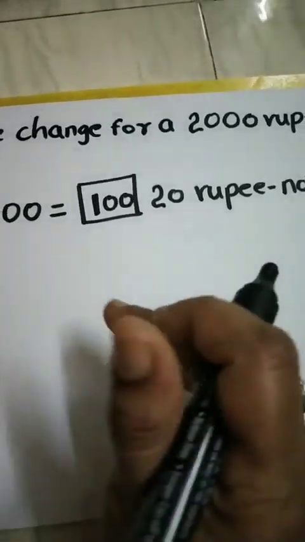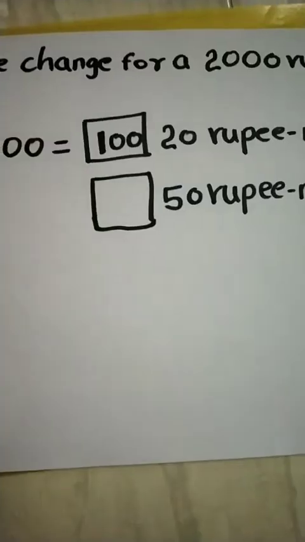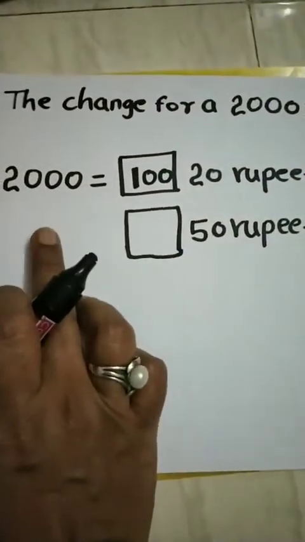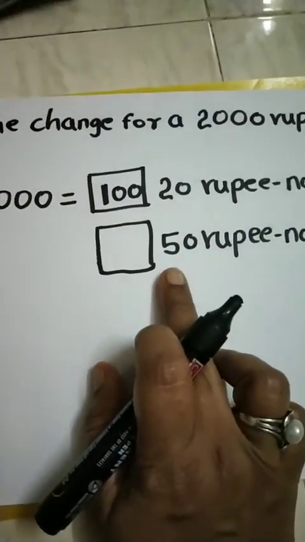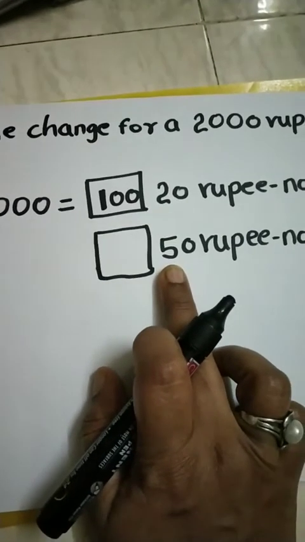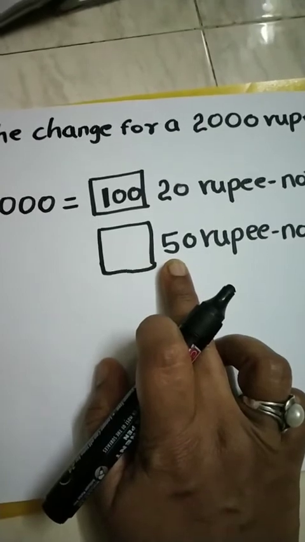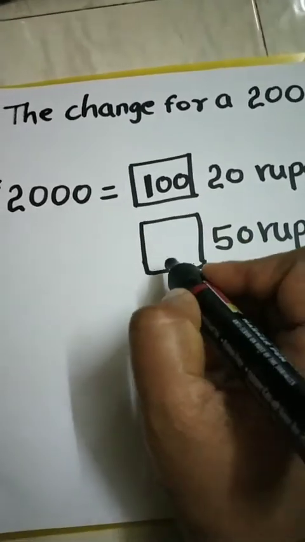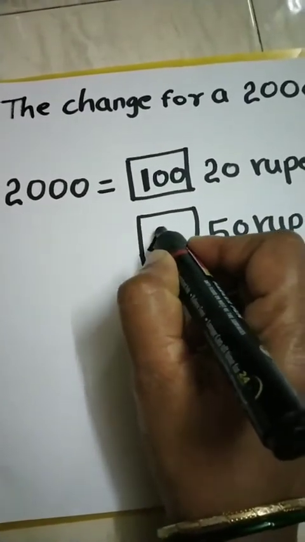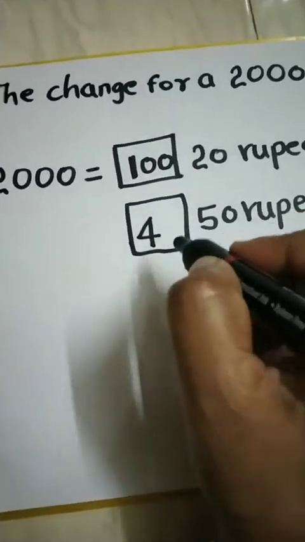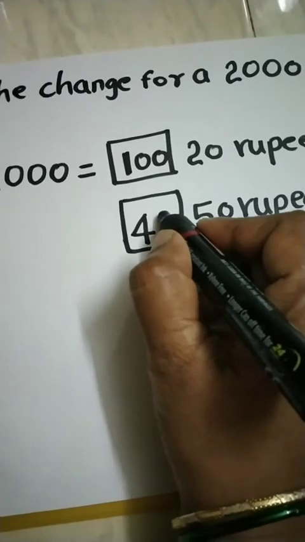Now let us see how many notes of 50 rupees we need to make 2000. In that case, now you have to say the table of 5. 5 ones are 5, 5 twos are 10, 5 threes are 15, 5 fours are 20. And you have to give one more 0 over here.